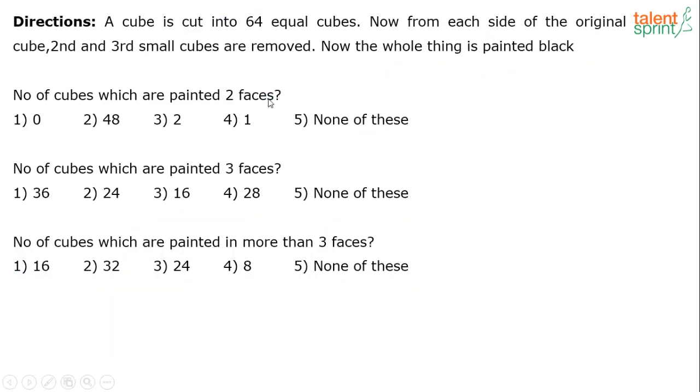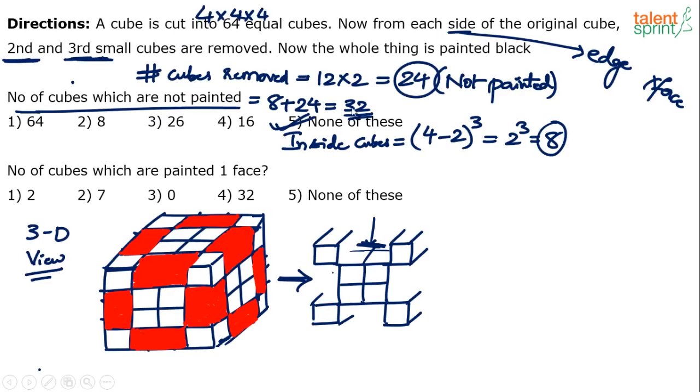You have to understand the point that I'm trying to make. The answer would be 8 if we exclude these 24 cubes. But in my view, those 24 should also be included. So 8 plus 24, 32. The number of cubes which are not painted is 32. Yeah. Let's go for the next one.